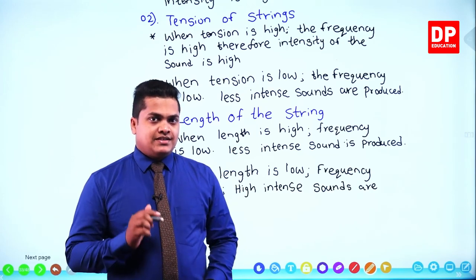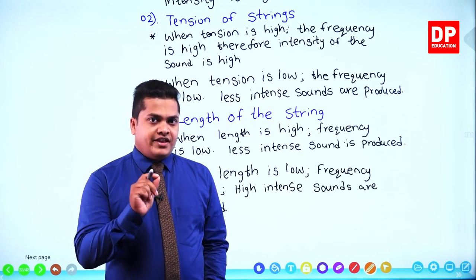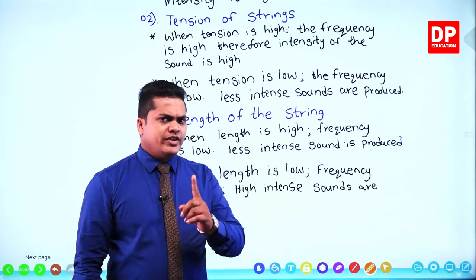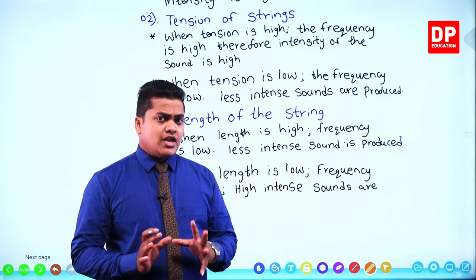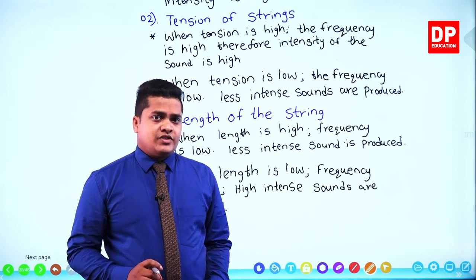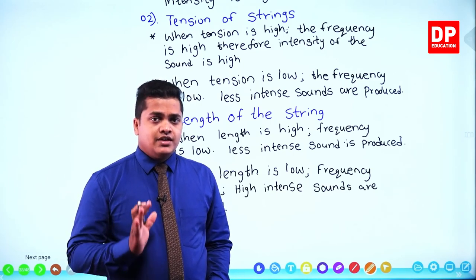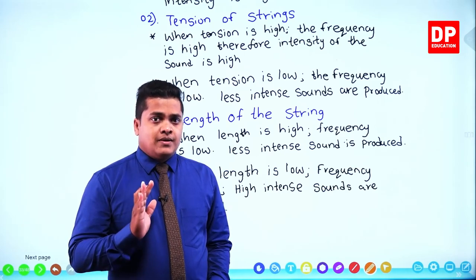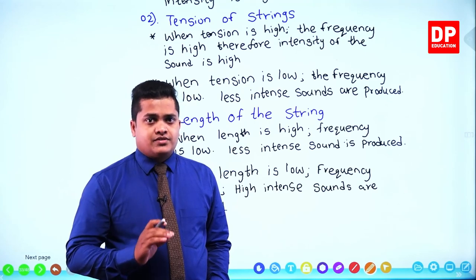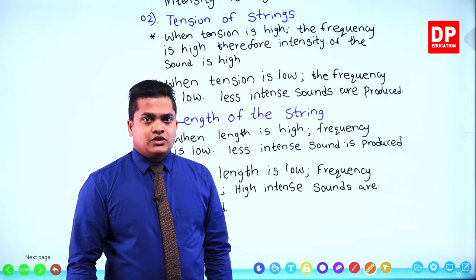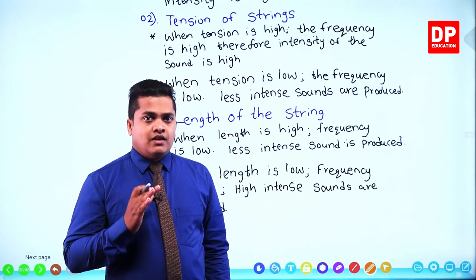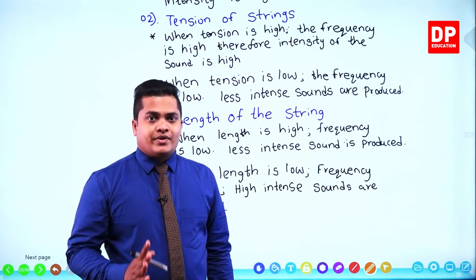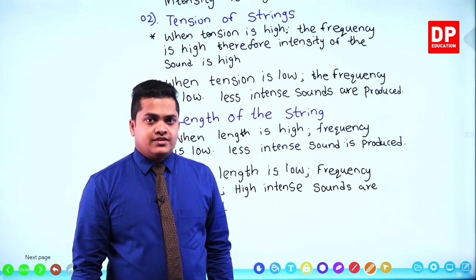So my dear children, these are the main factors which control the frequency of a vibration. These are the factors which control the frequency or the intensity of sound produced by the vibration of strings or by the vibration of metal parts. In the next chapter, we'll discuss further things related to these musical instruments that produce sounds by the vibration of strings or metal plates.